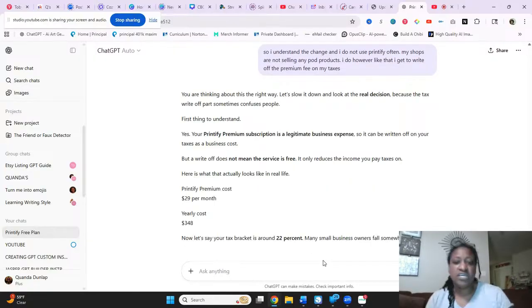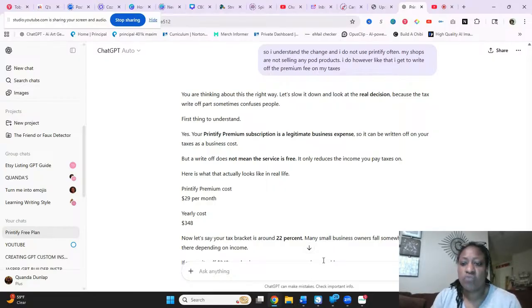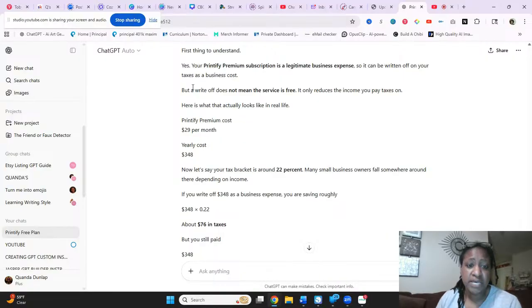Okay, now you're thinking about it the right way. Let's slow it down. Think real decision, because the tax write-off part sometimes confuses people. First thing to understand, yes, your Printify premium is legitimate business expense, so it can be written off. But a write-off does not mean the service is free. It only reduces the income you pay taxes on. Here's what actually looks like in real life. Printify premium yearly cost, and I said that the yearly cost is $2.99.